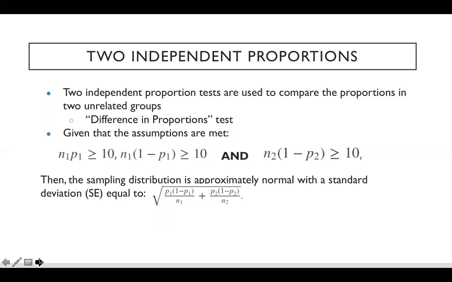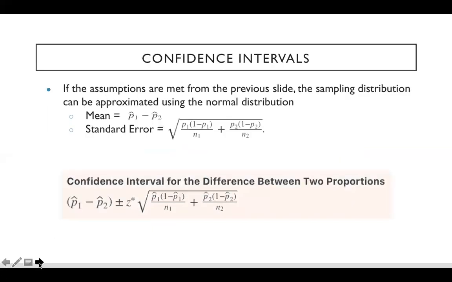2 independent proportion tests are used to compare the proportions in 2 unrelated groups. We call this the difference in proportions test. You want to make sure that you have at least 10 successes and 10 failures for each group that you're testing, both the first group and the second group. For confidence intervals, you want to make sure that the assumptions are met, at least 10 successes and 10 failures for each group. And then the sampling distribution can be approximated using the normal distribution.